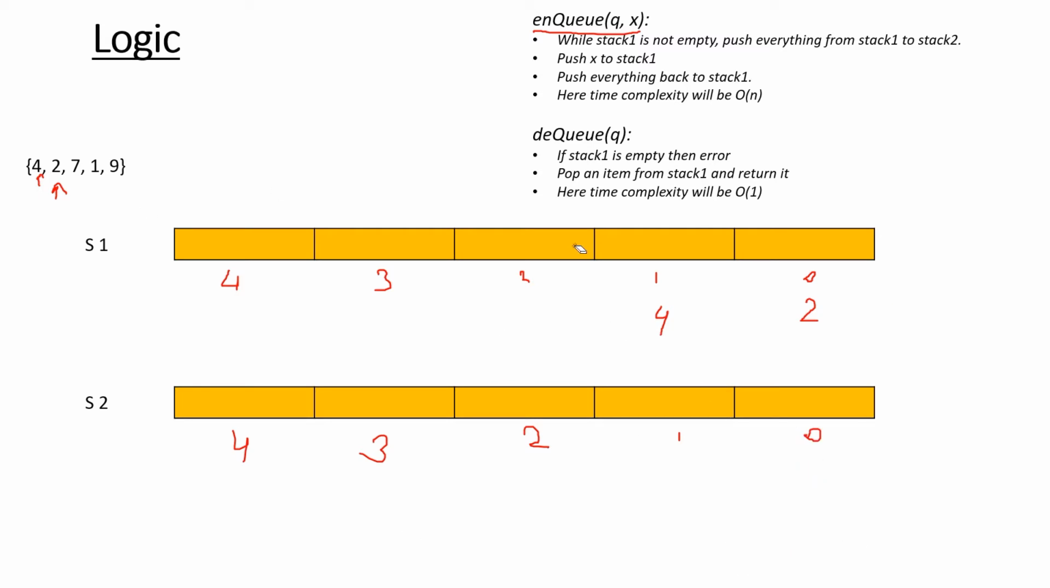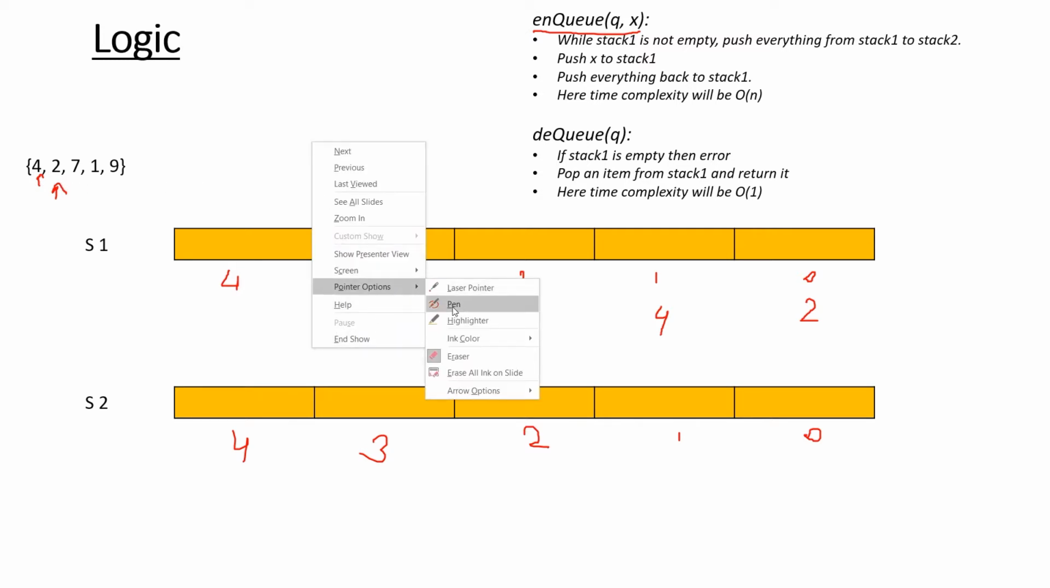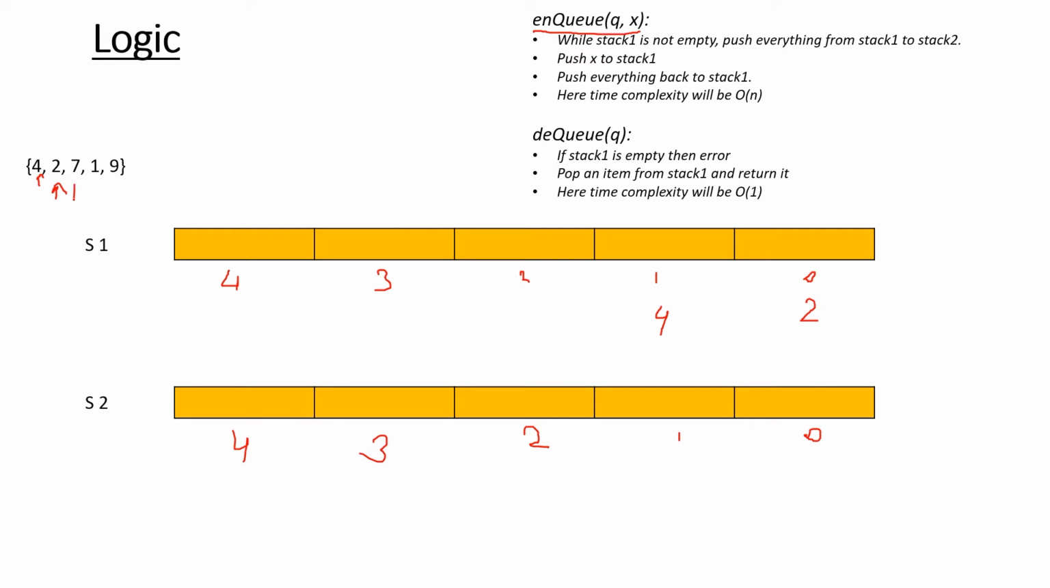So this is the state of the stack 1 and stack 2 after performing insertion for the element 4 and element 2. Now if I want to insert element 7, let's see how these things are getting operated. So at this point of time, I'm going to insert this 7. So what it is saying, while stack 1 is not empty, push everything from stack 1 to stack 2.